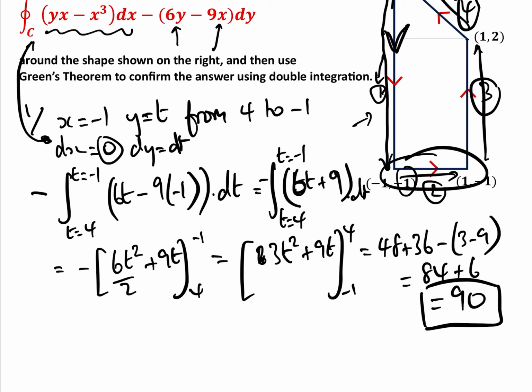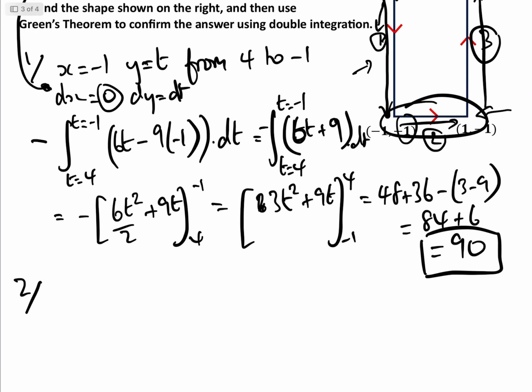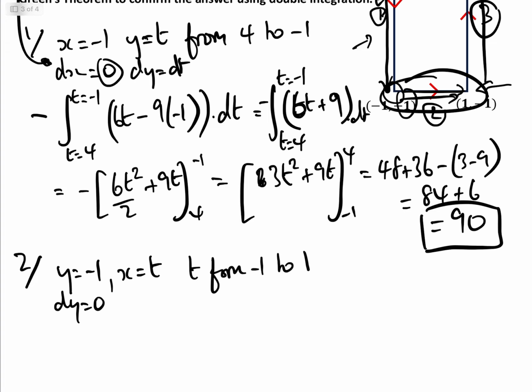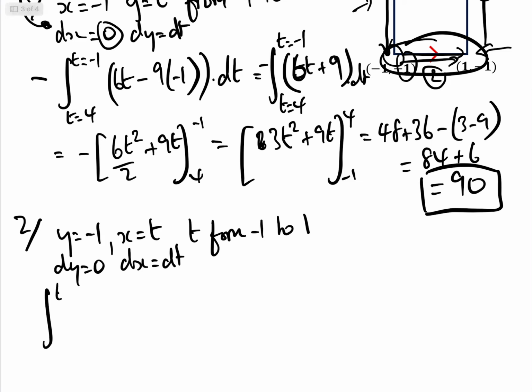Now let's have a look at the second line integral, which is this one. I know that's getting a bit messy, but y here is always minus 1, so now it is x which will be the value of t. We have y equals minus 1, x equals t, and we go from t equals minus 1 to t equals 1. So that's t from minus 1 to 1. Therefore we have dy equals 0 here and dx equals dt here. So the line integral now is the integral from t equals minus 1 to t equals 1 of minus t cubed dt.